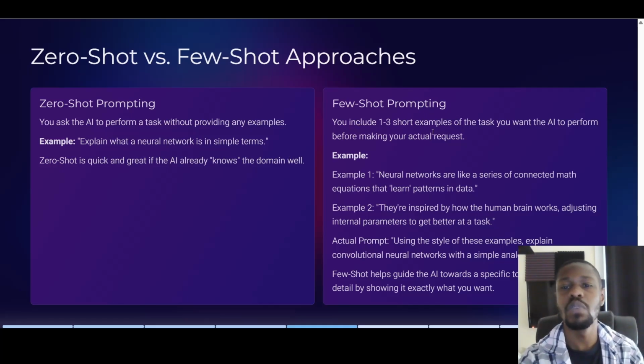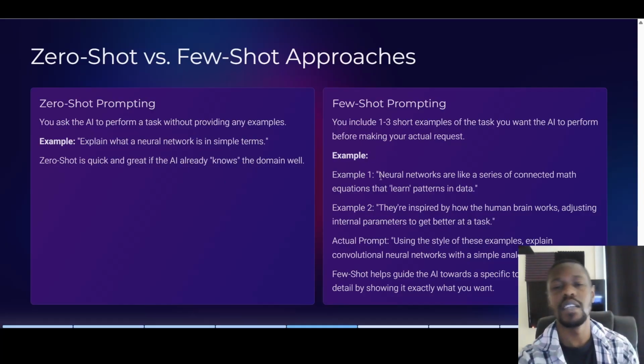Few shot prompting. You include 1 to 3 short examples of the task you want the AI to perform before making your actual request. Example number 1. Neural networks are like a series of connected math equations that learn patterns in data. Example 2. They're inspired by how the human brain works, adjusting internal parameters to get better at a task. And the actual prompt. Using the style of these examples, explain convolutional neural networks with a simple analogy. So essentially, few shot prompting helps guide the AI towards a specific tone, style, or level of detail by showing it exactly what you want.